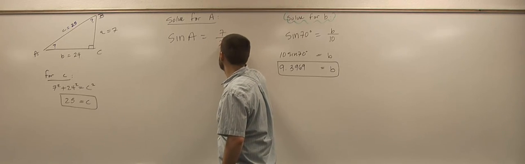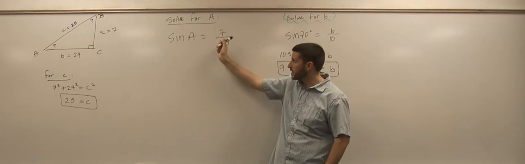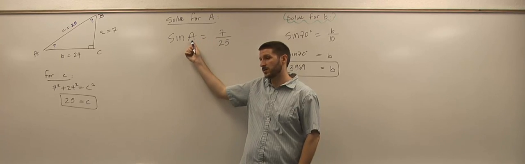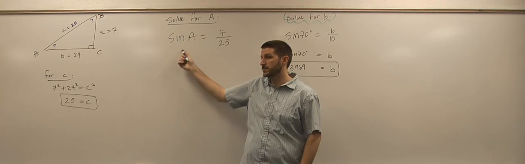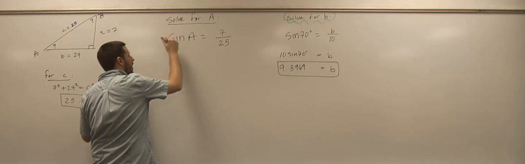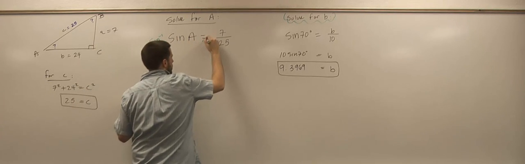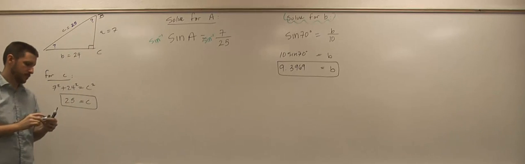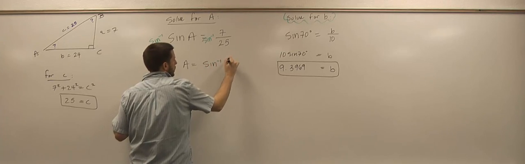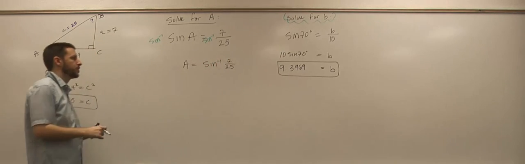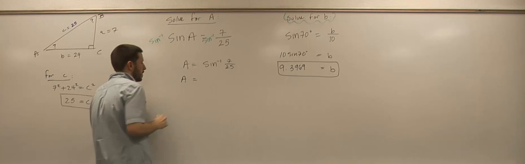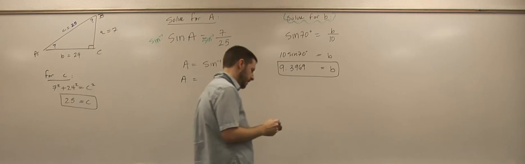Opposite over hypotenuse. Sine is always and forever opposite over hypotenuse. But I don't actually want anything over here. I want this angle. So how do I get rid of sine? Sine inverse. Because I'm trying to get an angle, I'm going to have to sine inverse both sides. And now you turn to your handy-dandy calculator.